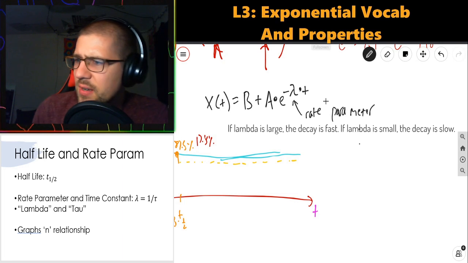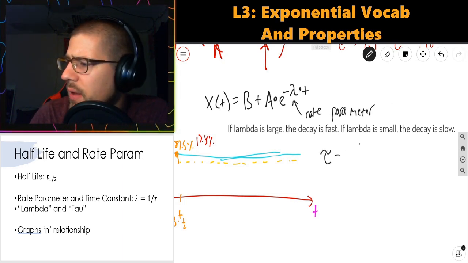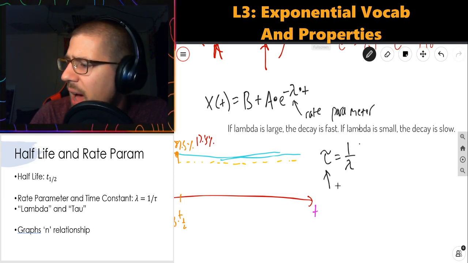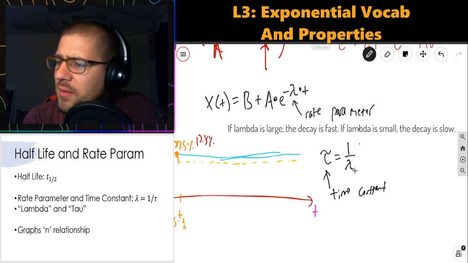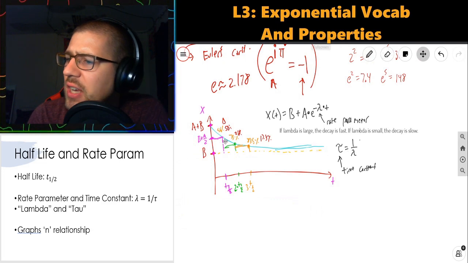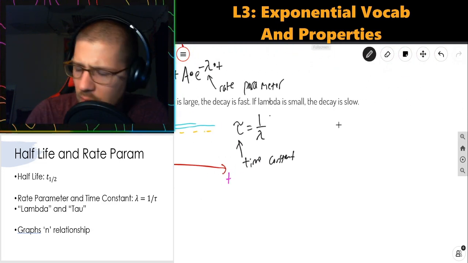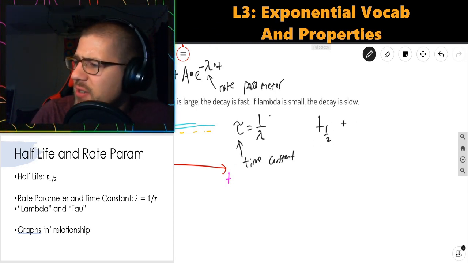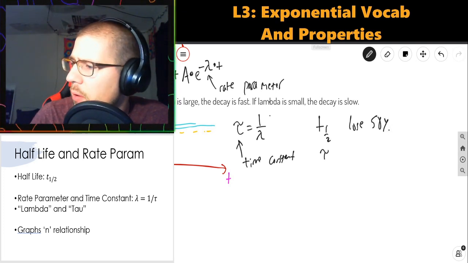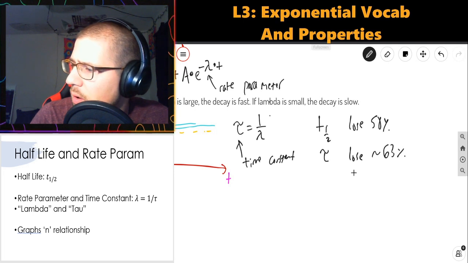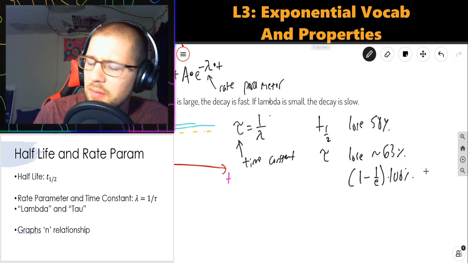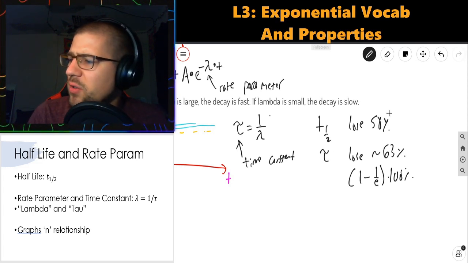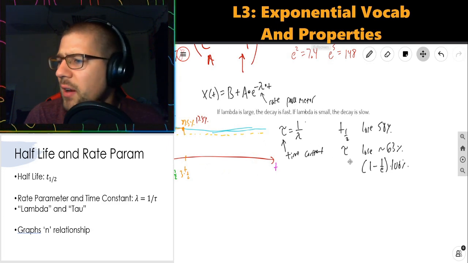There's another thing I'll talk about, which is the inverse of lambda. So tau is the inverse of lambda. I'm going to call this thing my time constant. Now, the time constant also tells me roughly how long it takes for the system to decrease by a certain amount. So the half-life, just to draw a little analogy here, t1/2 tells me how much time it takes to lose 50%. Tau, the time constant, tells me how much time it takes to lose around 63%. So it's 1 minus 1 over e times 100%. That's how I calculate that number. So I'm dropping by something related to e. It has units of time, typically. That's why I call it the time constant.